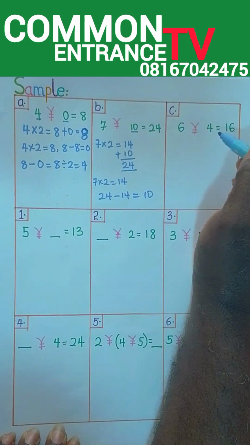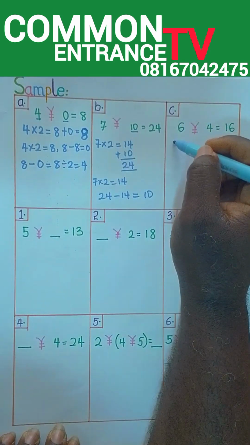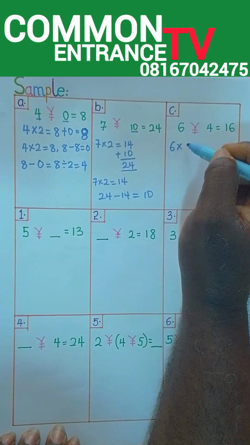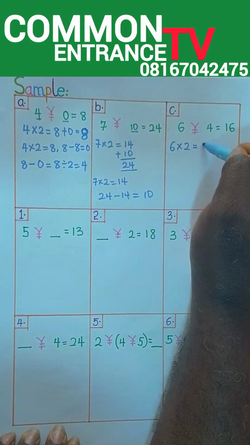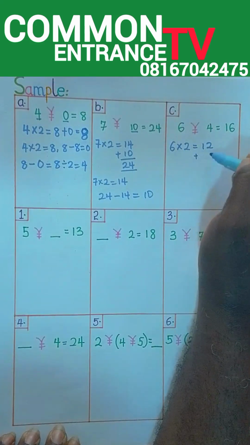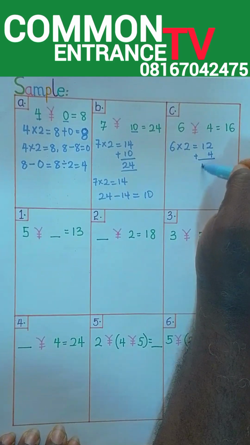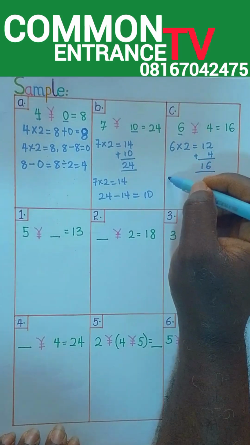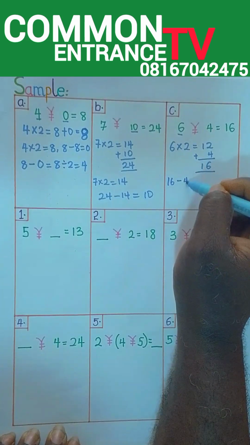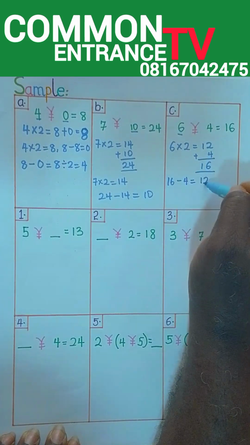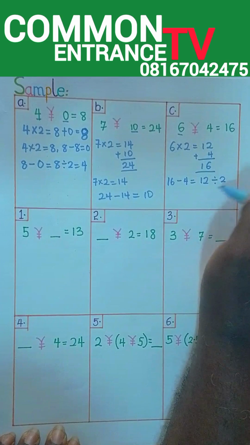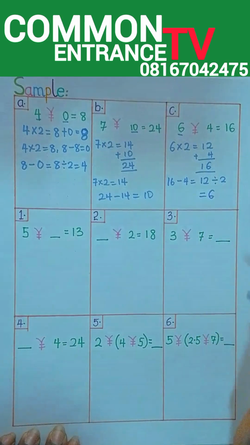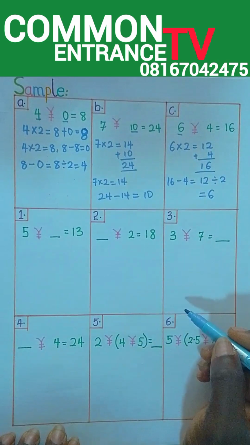Now let's try this out, the last sample. 6 times 2, remember the first digit to multiply by 2, that will give us 12. 12 plus 4 will give us 16. Now let's assume this value is missing. It will be 16 minus 4 will give us 12. 12 divided by 2, that will be 6. So let's go into the questions.